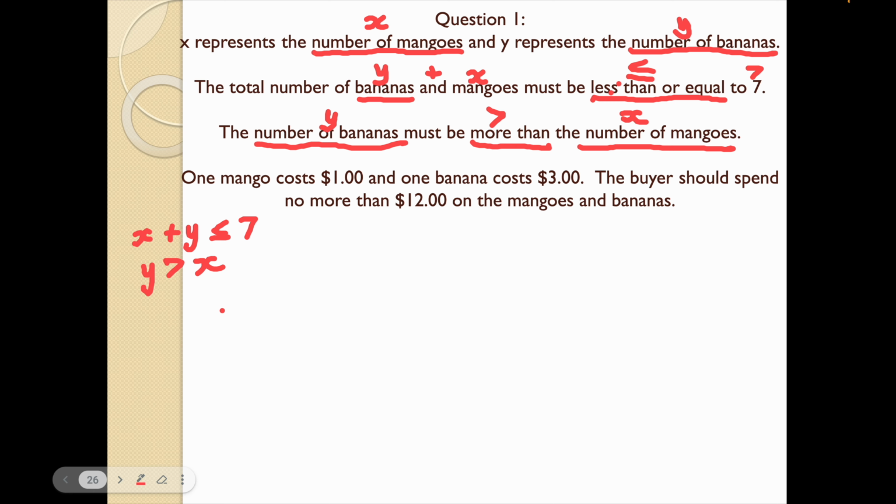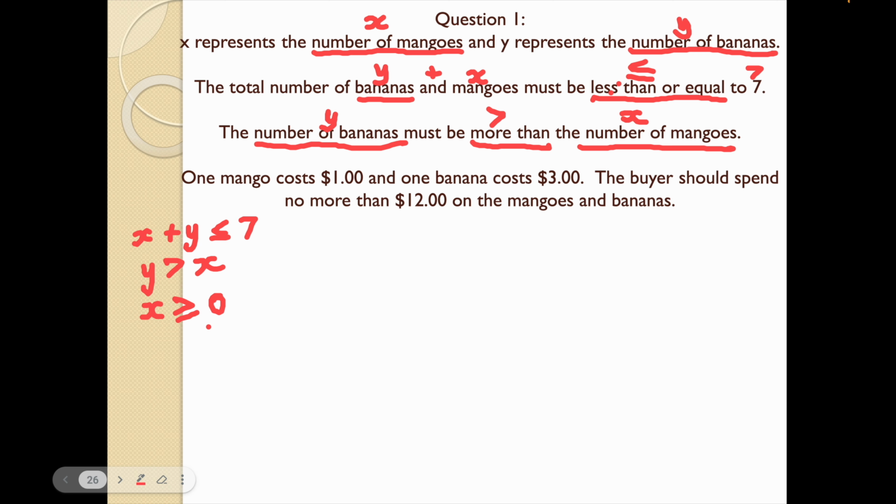Beautiful. Now, because we have a number of bananas and a number of mangoes, we cannot have negative mangoes or negative bananas in a literal sense. I can't walk to the shop and say, oh, I want to buy -3 bananas. Somebody's going to watch you like you're crazy. So because of that, I know that the value of X, or the number of mangoes, must be more than or equal to what number? What number do you think this must be equal to or more than?